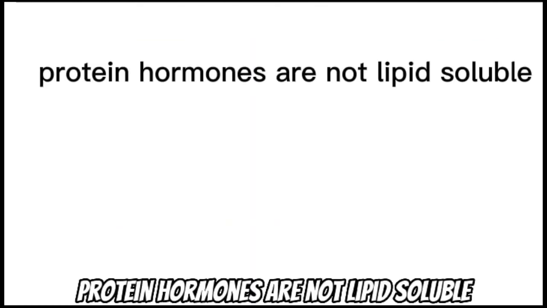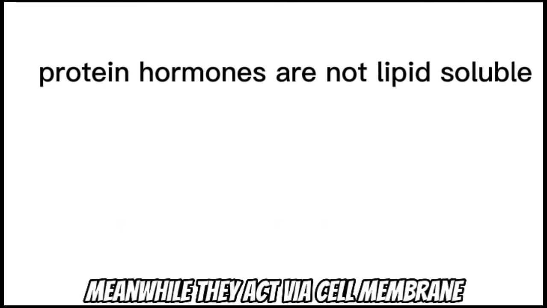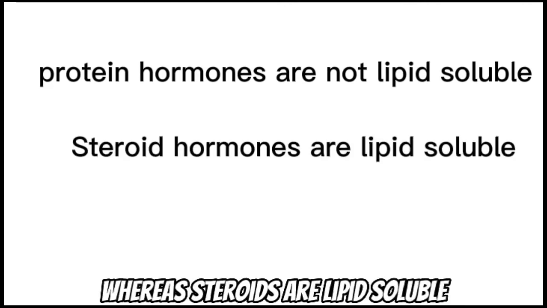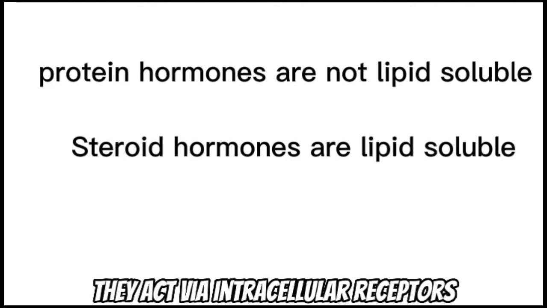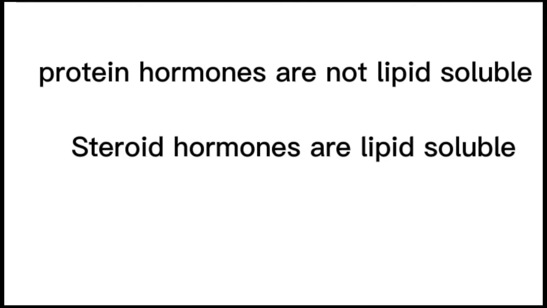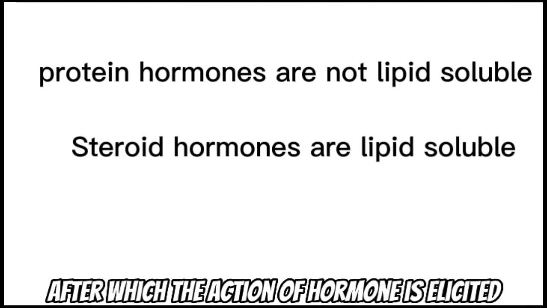Protein hormones are not lipid soluble, so they cannot enter into the cell easily. Meanwhile, they act via cell membrane receptors. Whereas steroids are lipid soluble and thus can enter the cell easily. They act via intracellular receptors, such as cytoplasmic receptors or nuclear receptors, such as estrogen receptors. Steroid hormones witness the formation of a hormone-receptor complex, after which the action of the hormone is elicited.